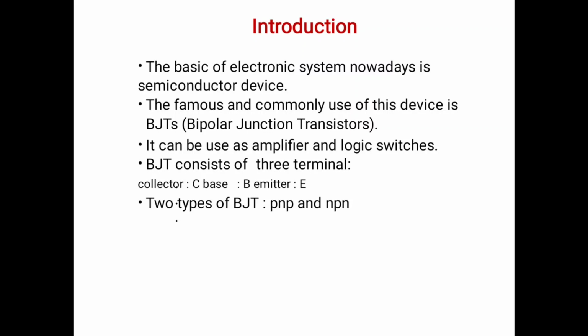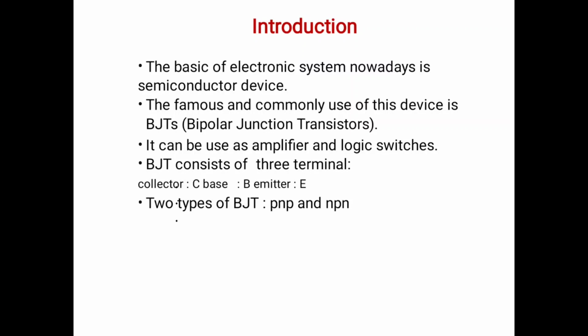The most famous and commonly used device here is the BJT. BJT is the full form of bipolar junction transistor. It can be used as an amplifier and as a logic switch. The BJT consists of three terminals: first the collector, then the base and the emitter.